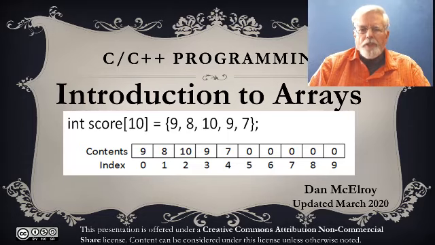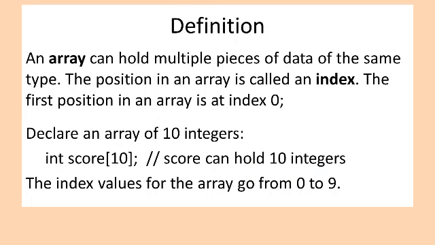Hello, programmers. This discussion introduces arrays as used by C and C++. An array can hold multiple pieces of data of the same type. The position in an array is called an index. The first position in an array is at index 0.